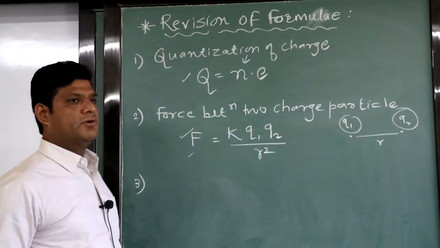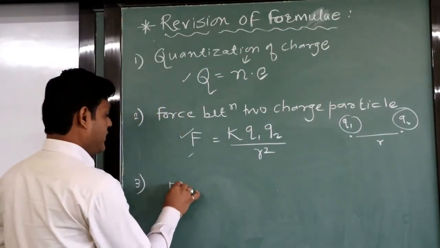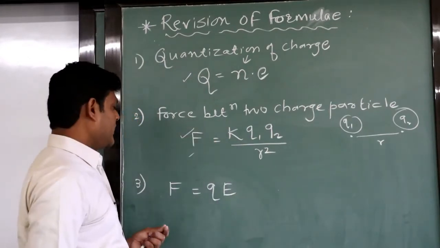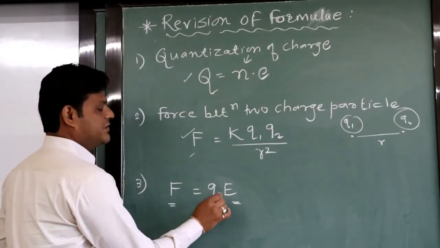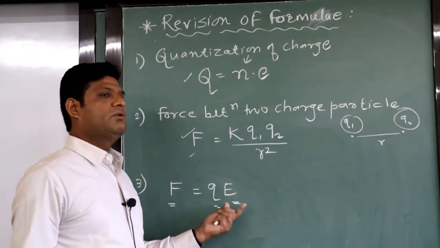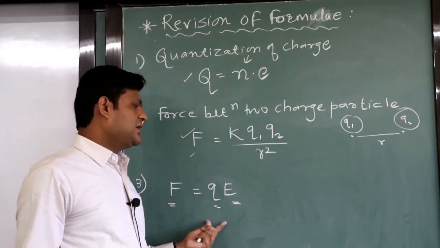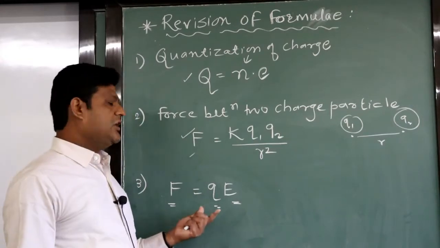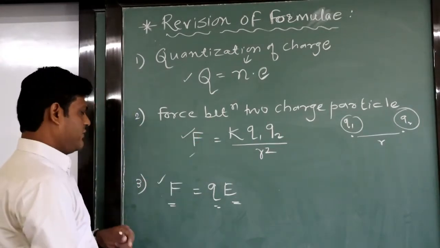Third formula that we are going to see, the relation between force and electric field, that is F equal to Q into E. Right? So this is the formula, electric field, force, and this is the charged particle. If you want to calculate electric field, if the force is given, charge is given, at that time you can use this formula. If you know the electric field, then you can calculate the force. Right? So this is the next formula.